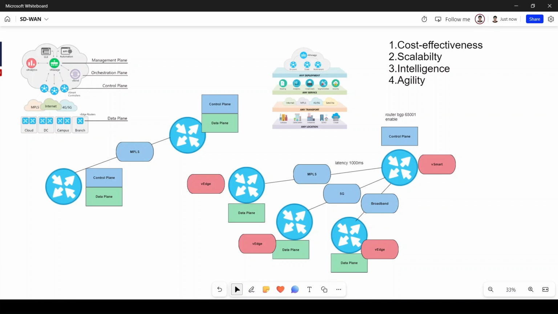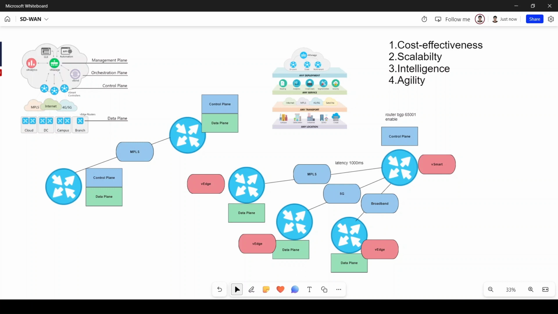vSmart uses real-time network conditions and policy information to make intelligent routing decisions. This ensures that critical applications receive the necessary bandwidth and performance while maximizing the utilization of available network resources. vSmart is responsible for creating and managing overlay tunnels within the SD-WAN fabric. These tunnels provide secure connectivity between vEdge routers and enable the transport of application traffic across the wide area network.